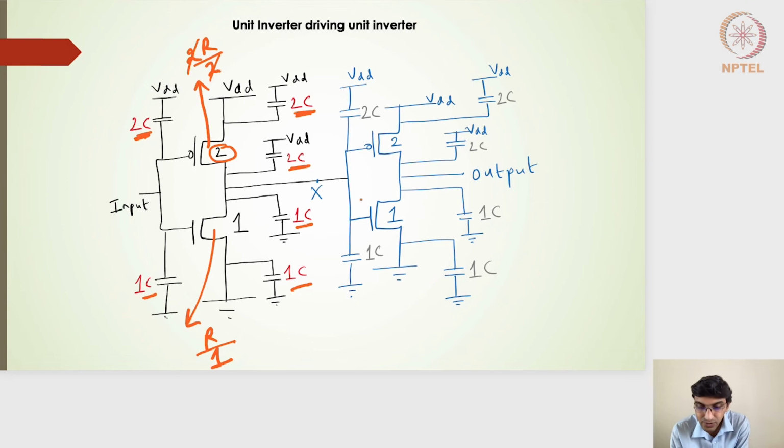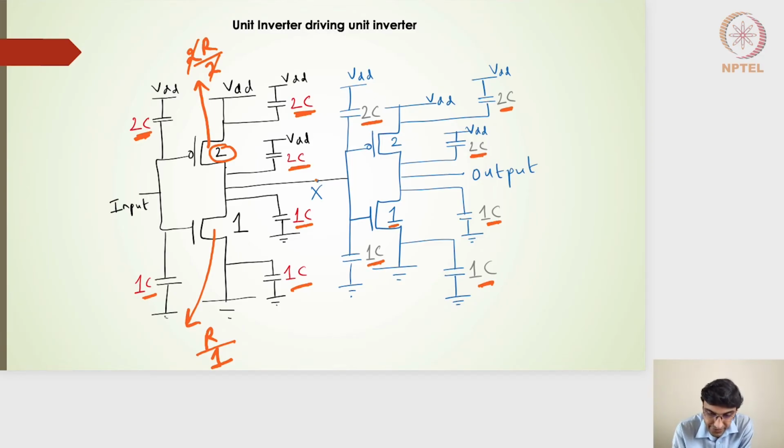This is being cascaded to another 2:1 inverter, so I will get the scaling of 2 on the unit PMOS capacitances: 2C here, 2C here. Again, the scaling is 1 here, which means I'll get 1C, 1C, and on the gate side, I'll get 1C.